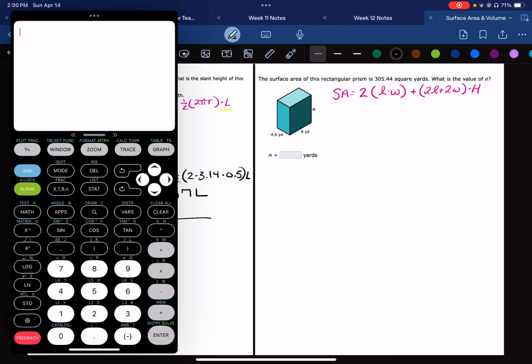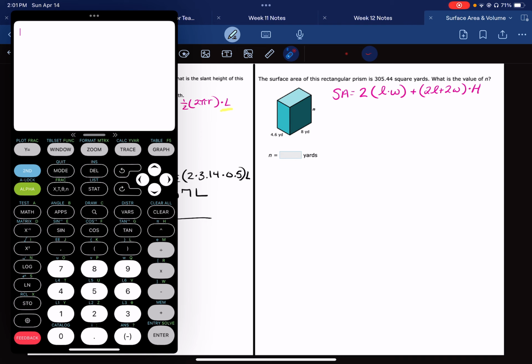Since we're given a rectangular prism and the surface area, I know right away which formula we're going to need. Just like in the previous video, I already wrote the formula up. The surface area is equal to 2 times the area of the base. The base is a rectangle, so the area is length times width. Then we add the perimeter of the base, which is 2 times the length plus 2 times the width, and we multiply that by the height of the prism.